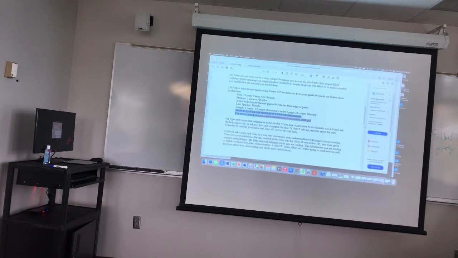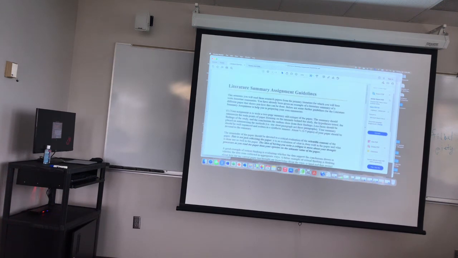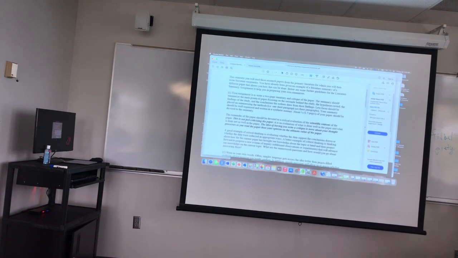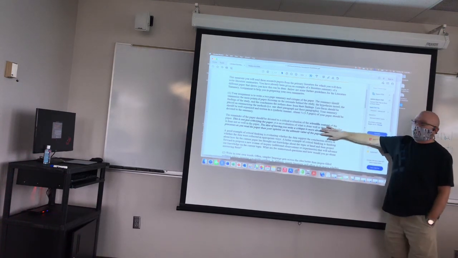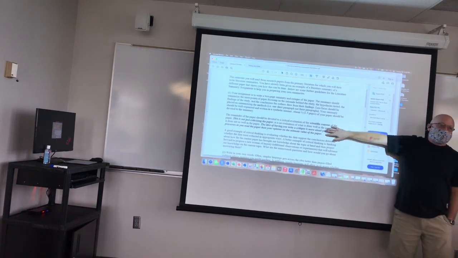And this is what it is. It tells you it's a 2-page summary: a page and a half of it should be in summary, and a half a page should be in critical thought. It then goes on to talk about what we mean when we talk about critical thought.